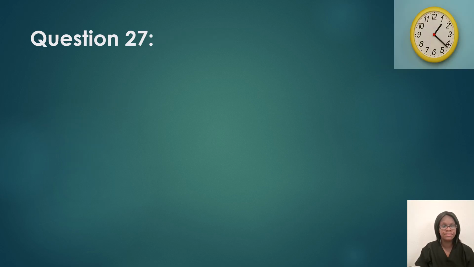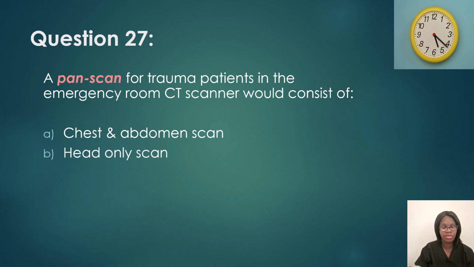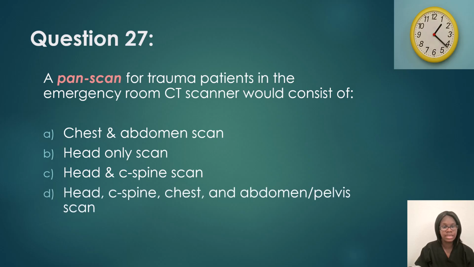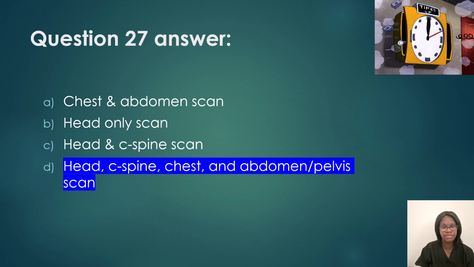Question 27. A pan scan for trauma patients in the emergency room CT scanner would consist of A, chest and abdomen scan. B, head only scan. C, head and C-spine scan. Or D, head, C-spine, chest, and abdomen/pelvis scan. All right, the correct answer is D, head, C-spine, chest, and abdomen/pelvis scan.